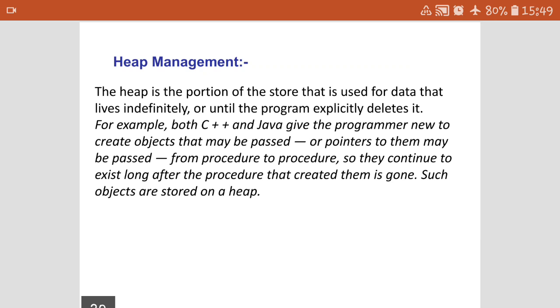Suppose we have an xyz function, and there are different functions available, and in between them we are going to create a new object. Here the pointer is passed from one function to another function. In response to that, the operating system and compiler create and manage the memory behind it. This functionality is performed in the background by heap management.